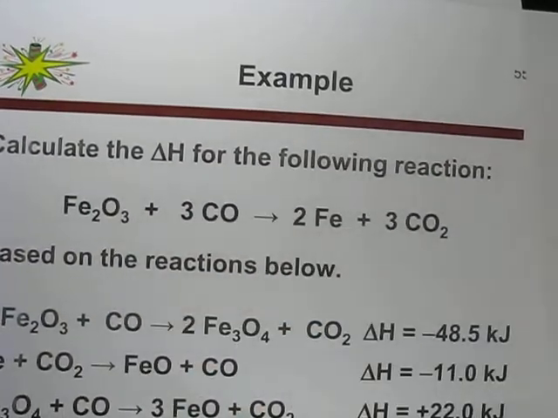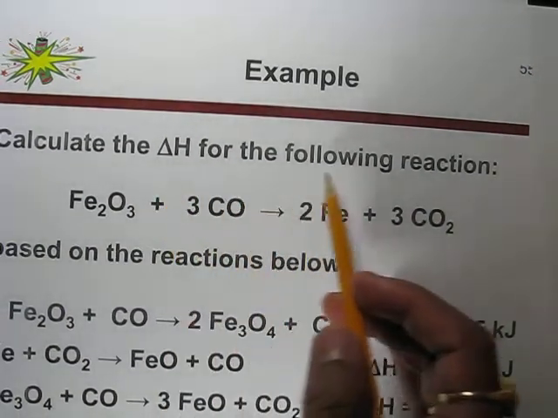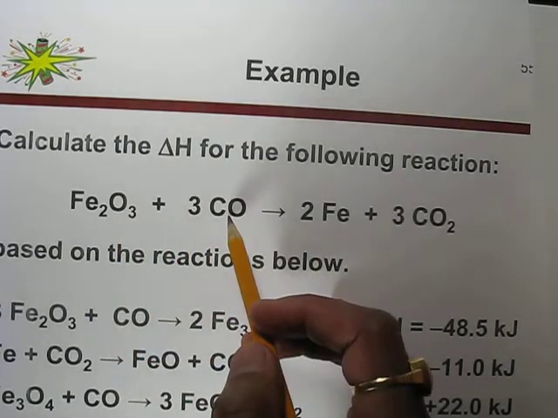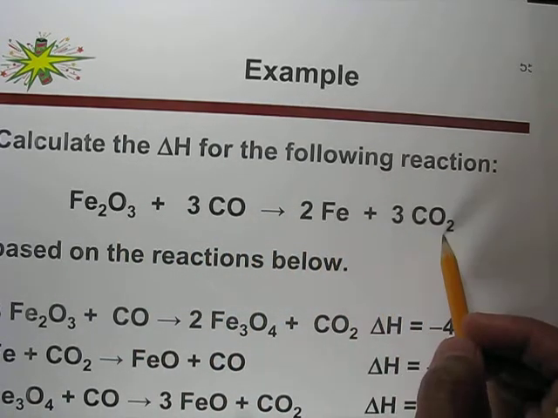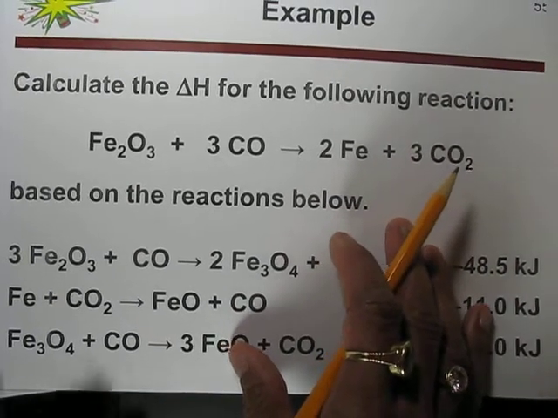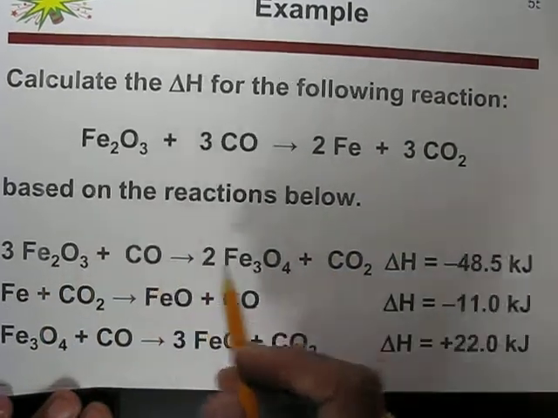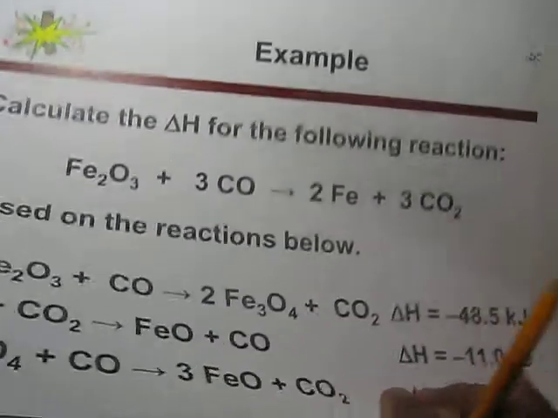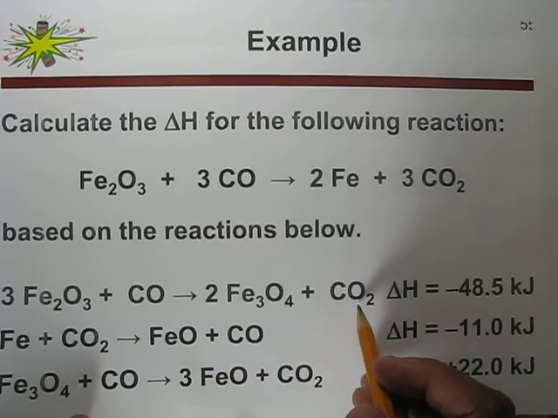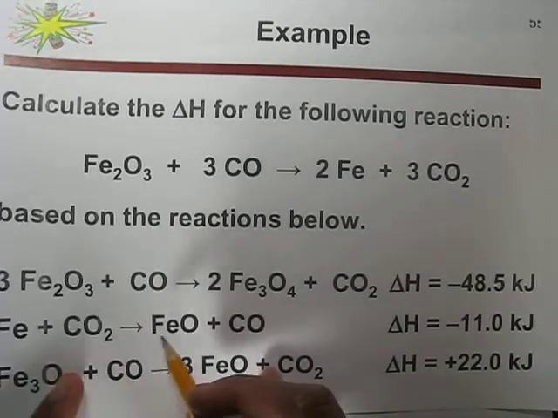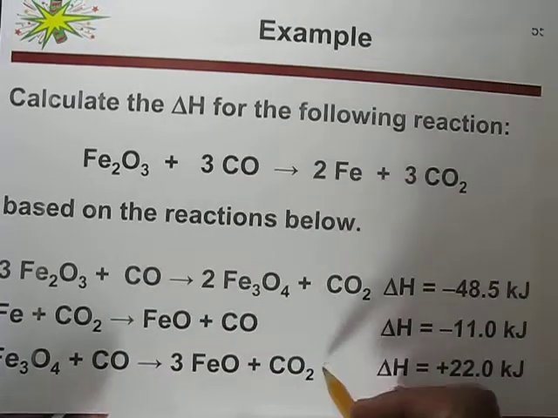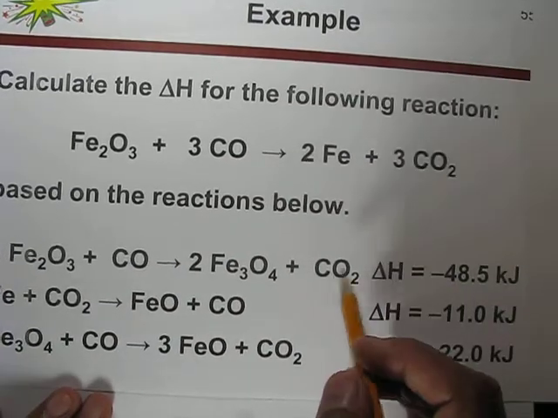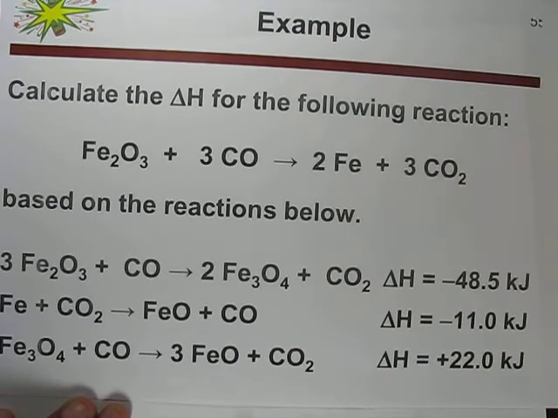Let's see one more example in this series, where they are saying to calculate the delta H for the following reaction, where iron oxide is reacting with carbon monoxide to produce iron and carbon dioxide gas. So they have given 3 reactions: iron oxide with carbon monoxide, then ferric oxide from ferrous, and then carbon dioxide gas, and then iron reacting with carbon dioxide gas, and the third one, and each has a delta H. So how will we solve this question?